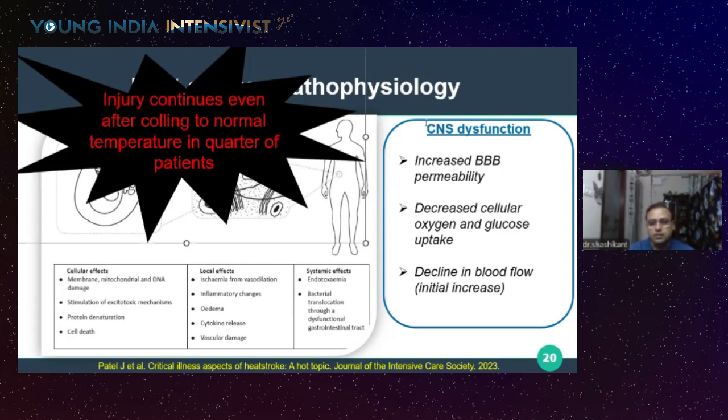And as I mentioned, CNS dysfunction is one of the core criteria of defining heat stroke. There is increased blood-brain permeability, decreased cellular oxygen and glucose uptake, and a decline in blood flow. Initially, because of the rise in temperature, the cerebral metabolism increases, and for flow-metabolism coupling, the cerebral blood flow also increases. But later on, when the cellular machinery is damaged, the metabolism actually decreases, and there is a decline in cerebral blood flow.